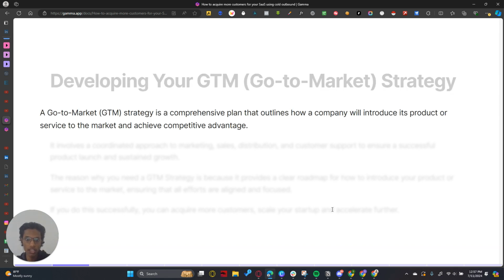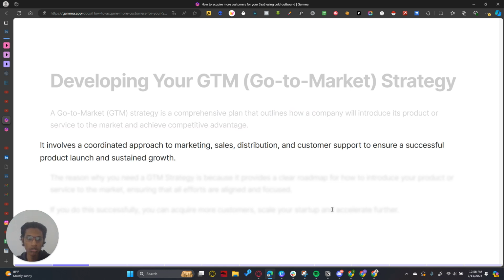A go-to-market strategy is a comprehensive plan that outlines how a company will introduce its product or service to the market and achieve competitive advantage. It involves a coordinated approach to marketing, sales, distribution, and customer support to ensure a successful product launch and sustained growth.